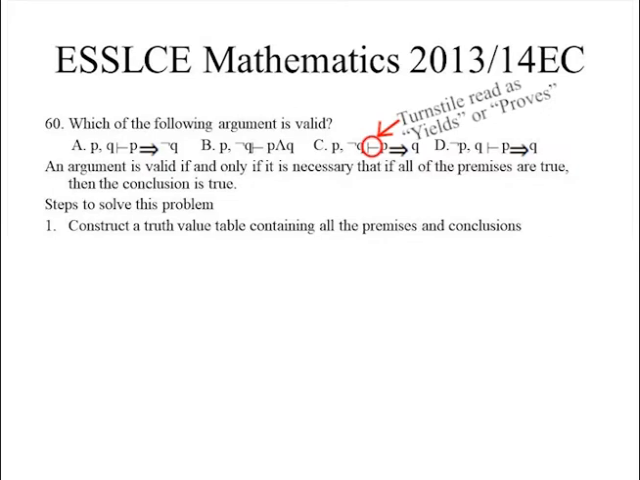Expressions to the left of the turnstile are premises and those to the right of the turnstile are conclusions. So we have 4 premises, that is P, Q, negation of P and negation of Q, and we have 3 conclusions: P implies negation of Q, P and Q, P implies Q. So let's construct the truth value table for all the premises and the conclusions.